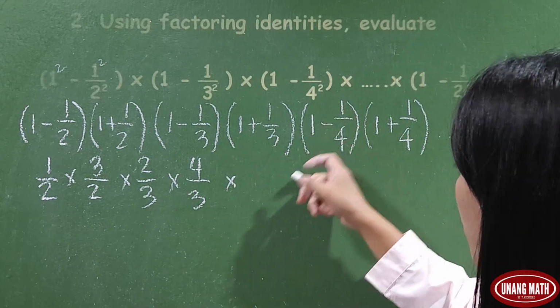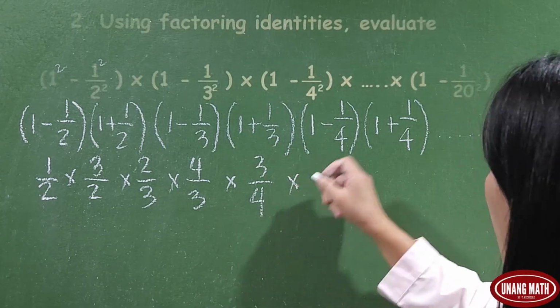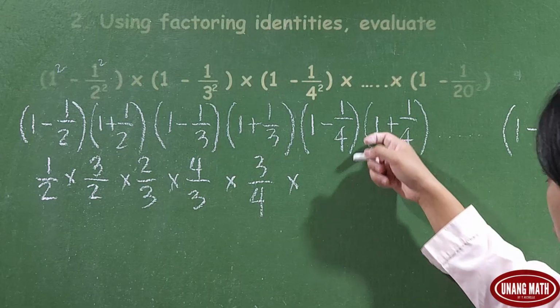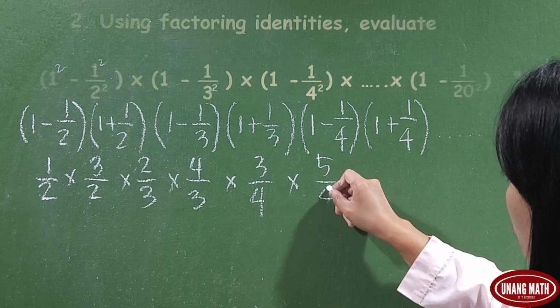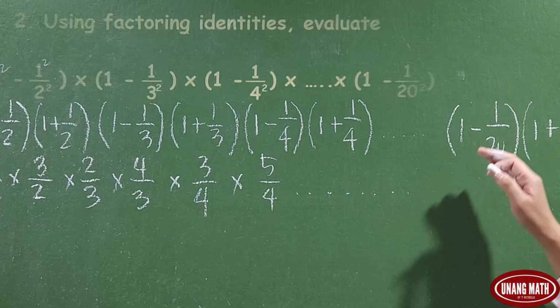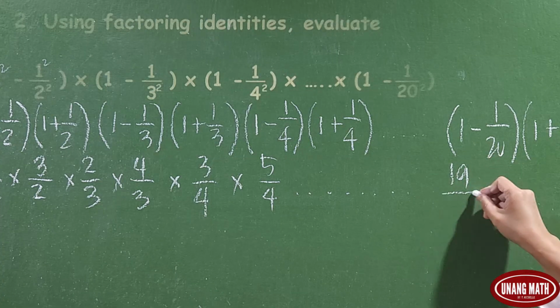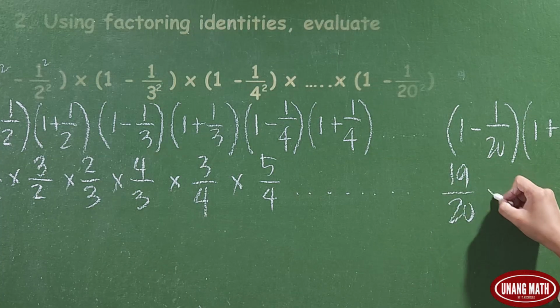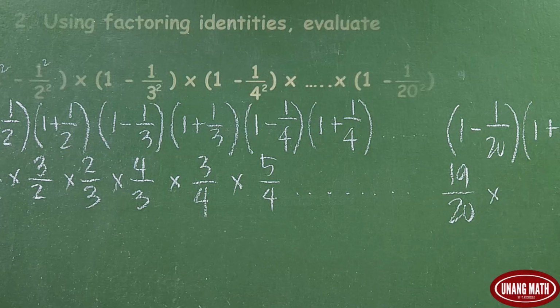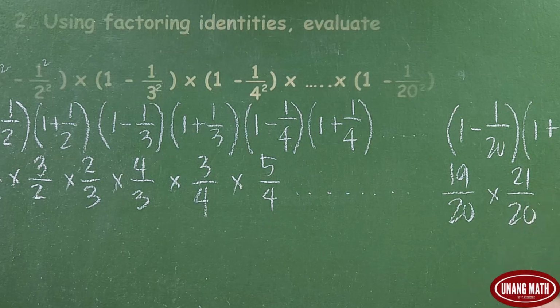1 minus 1 over 4, this is going to be 3 over 4. What about 1 plus 1 over 4? So this is going to be 5 over 4, and so on. For 1 minus 1 over 20, this is then equal to 19 over 20. Okay, times 1 plus 1 over 20, this is then equal to 21 over 20.